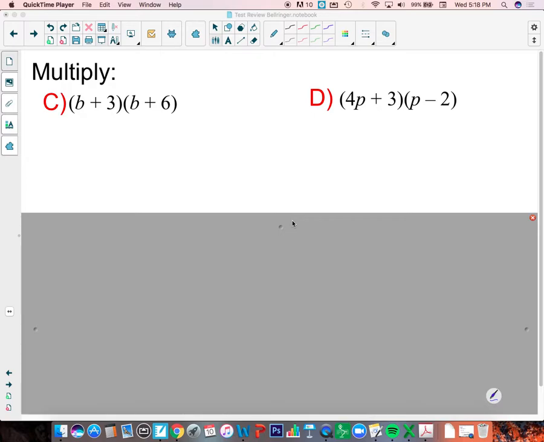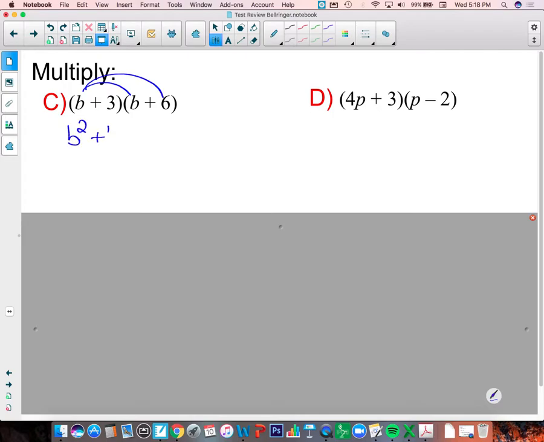All right, multiply these binomials. This is just the FOIL method, okay? First, outer, inner, last. Remember when we went through these in class? We did first, outer, so b squared plus 6b, inner, so plus 3b, and last, so 6 times 3 is 18. And we weren't done there because we needed to simplify. So b squared plus 9b plus 18.